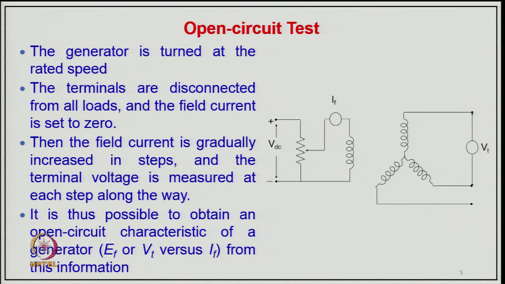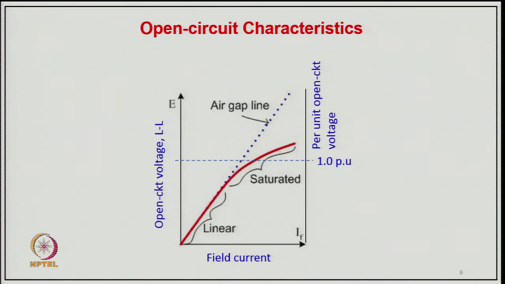Then the field current is gradually increased in steps, and the terminal voltage is measured at each step. It is thus possible to obtain the open circuit characteristic of the generator, EF or VT versus IF, from this information as shown in the diagram. If you plot it, it is open circuit voltage versus field current. You can see the red line.